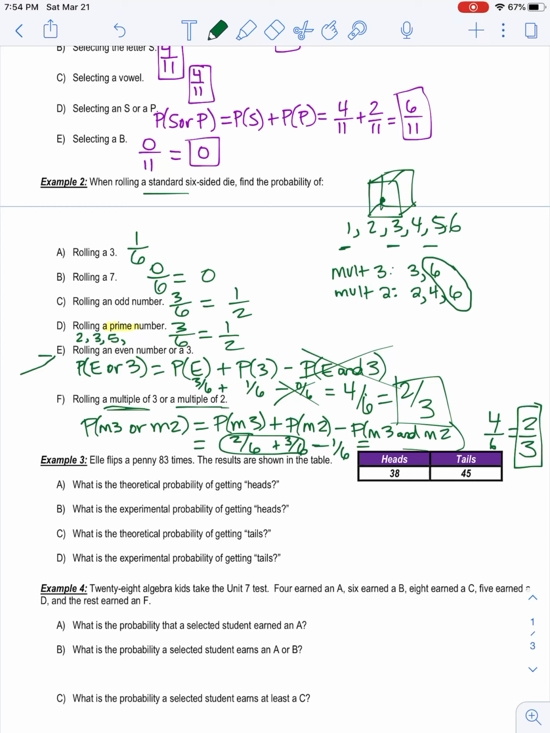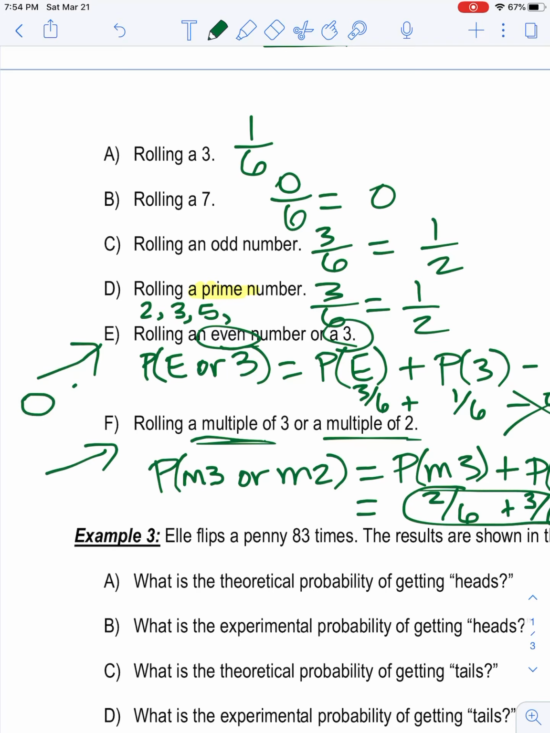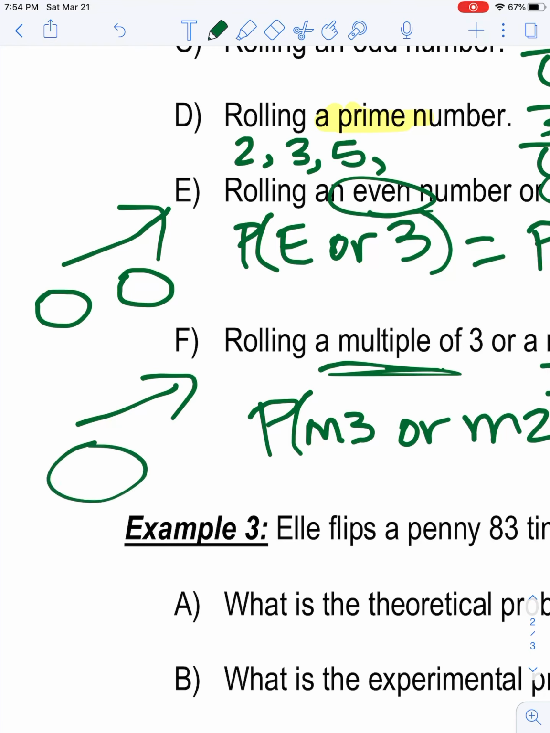So we said in part E, these events, an even and a 3, are disjoint or mutually exclusive, whereas in F they are not. So if I drew a Venn diagram, disjoint would look like this. There's no overlap, there's nothing in common, which is why I subtracted 0. But here, if I list all the multiples of 3 and all the multiples of 2, the number 6 overlapped and was in both of those circles, which is why I had to subtract the probability of a 6.